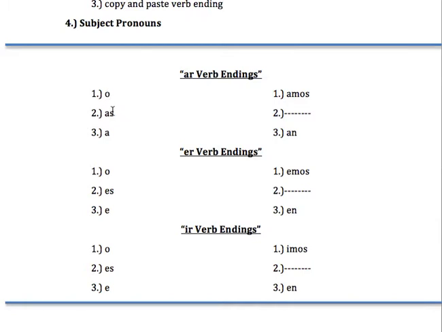There's o, as, a, amos, an; o, es, e, emos, en; and lastly o, es, e, imos, en. The only difference between an ER verb and an IR verb is the first person plural, emos and imos. Basically that's it. That's the only main difference behind those. We'll practice this in just a second, which is where you'll get your main idea of what we're talking about.